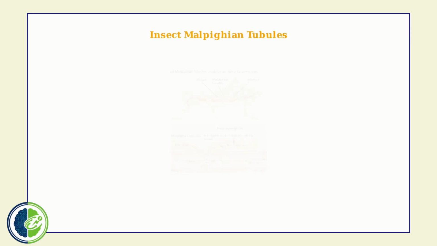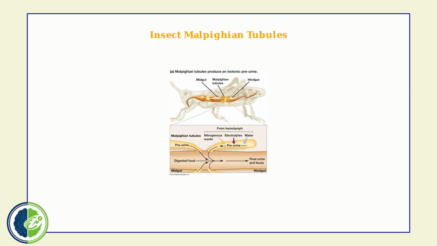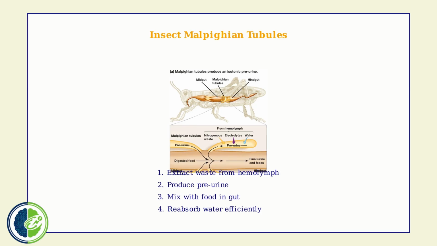Now let's examine insects. Insects like grasshoppers use Malpighian tubules, thin tubes that extend from their digestive system. This system is incredibly efficient at conserving water, which is why insects can survive in dry environments. The Malpighian tubules extract waste from the hemolymph, that's insect blood. They produce a pre-urine that mixes with food in the gut. Water is then reabsorbed, leaving behind concentrated waste. This system uses almost no water, perfect for life on land.